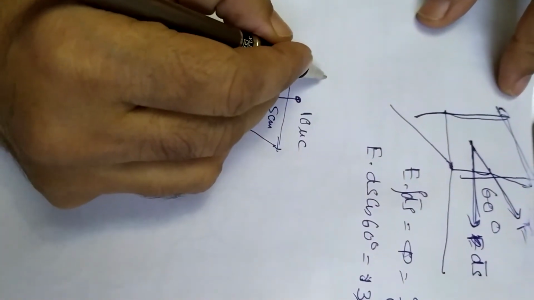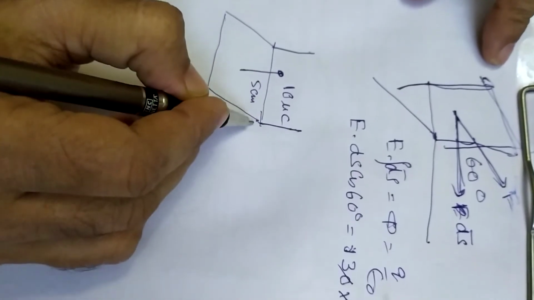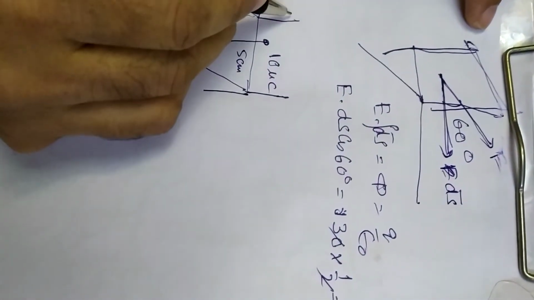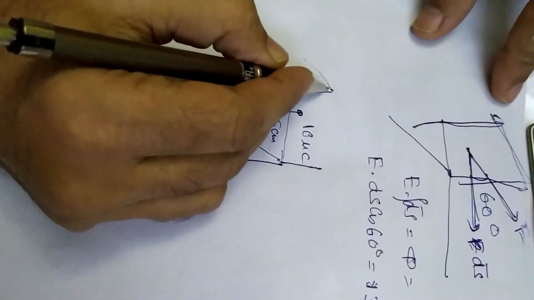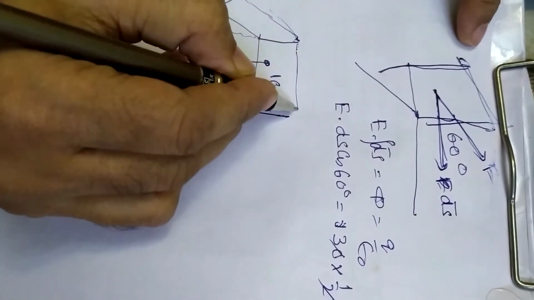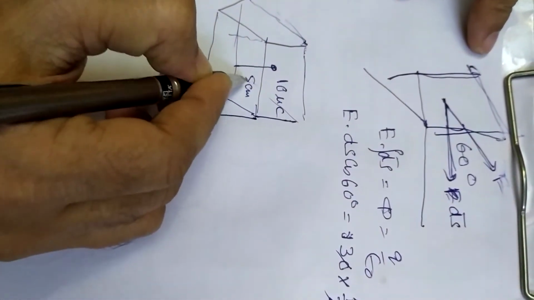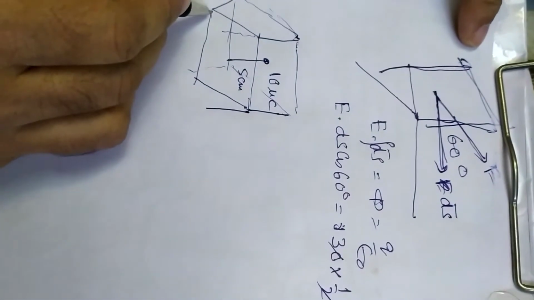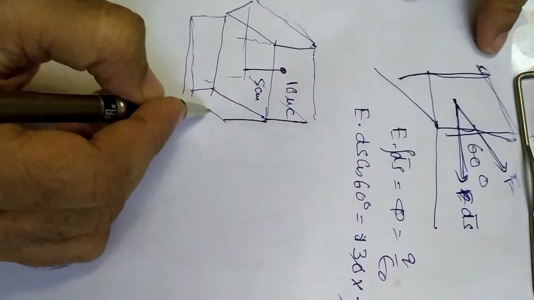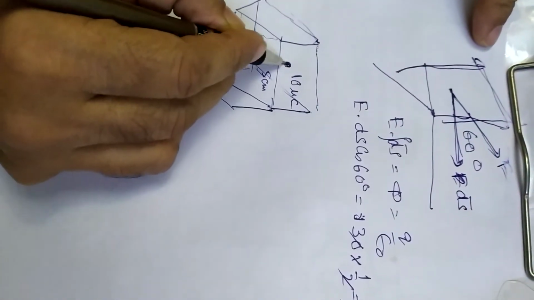So what will we be doing? We will be taking a surface like this, half like this, and the other half drawn down like this. So we will be making a cubical surface. The cube will look like this. You can draw it better than me. Clear? So this will be a cubical area, and we have kept the charge inside this cube.